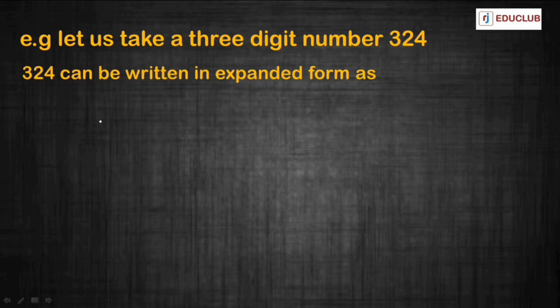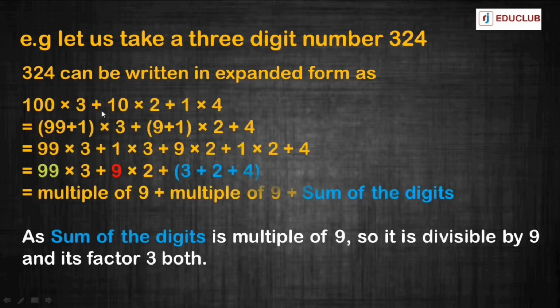Okay, 324. It can be written as 100 into 3 plus 10 into 2 plus 1 into 4. This is hundreds place, this is tens place, this is ones place. 100 can be written as 99 plus 1. 10 can be written as 9 plus 1. So it will become 99 into 3, here it will become 9 into 2, and here 1 into 3 is there, 1 into 2 is there, and 4 is there. Now, 99 into 3 is a multiple of 9. 9 into 2 is a multiple of 9. And we are left over with the digits 3, 2, 4.